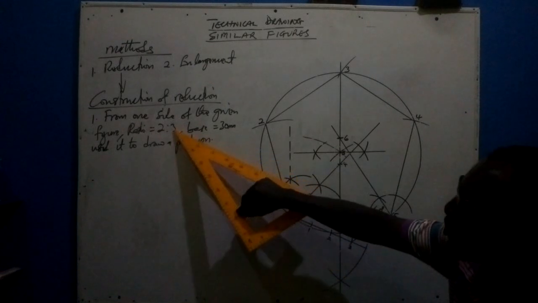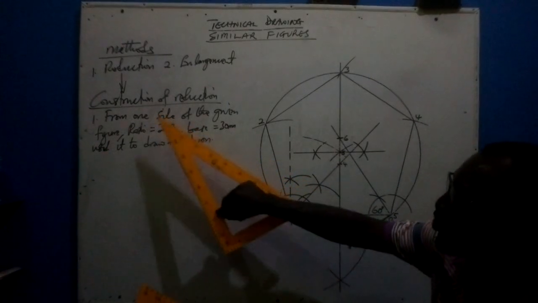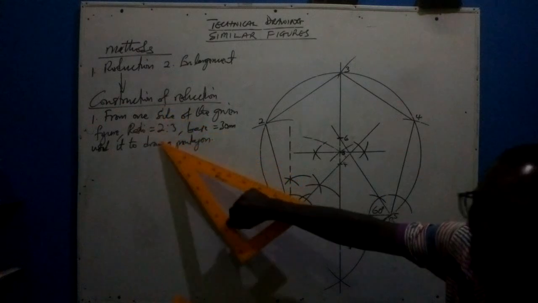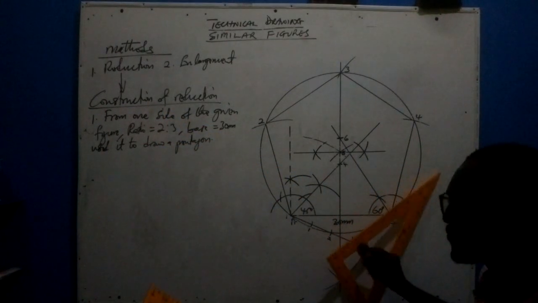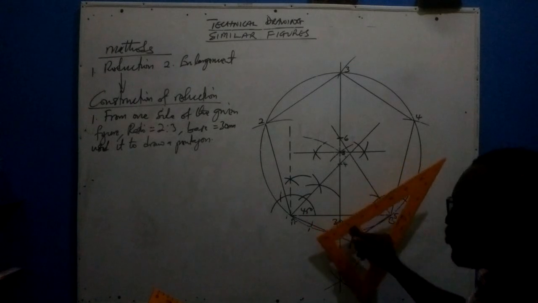But because it is 2, from 3 to 2, it means that the reduction is what? 2. So you are moving from 3 to what? 2. If it was 1, we'll move it to 1.